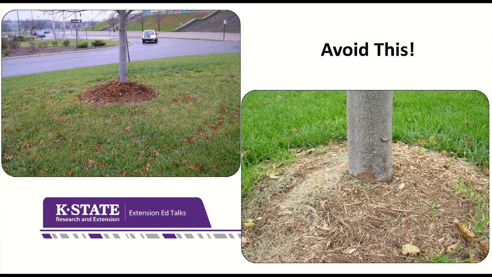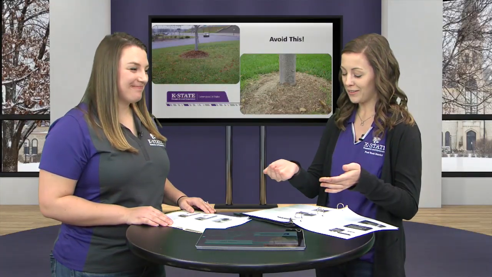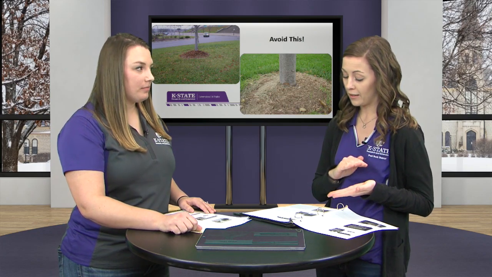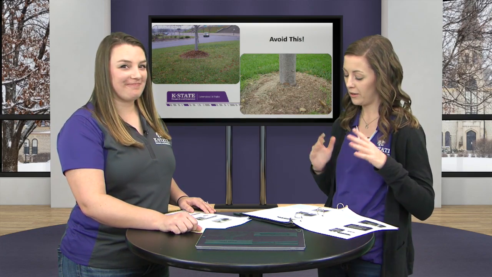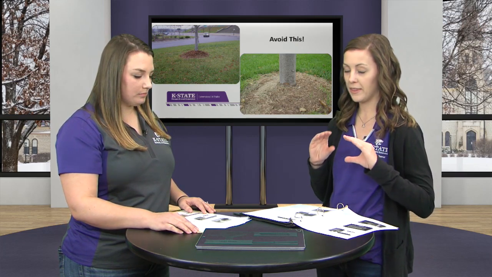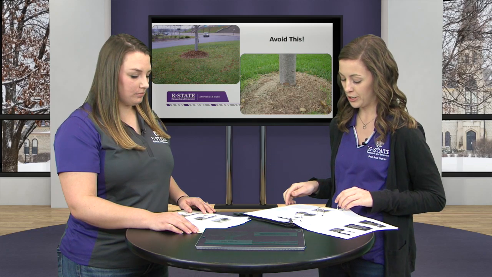So avoid the volcanoes. Think of mulching like a donut. So you want it in a circle around the tree, only about 2 to 4 inches thick. So not very thick. You don't want a big hill around your tree. So just keep it thin and in a circle around your tree.